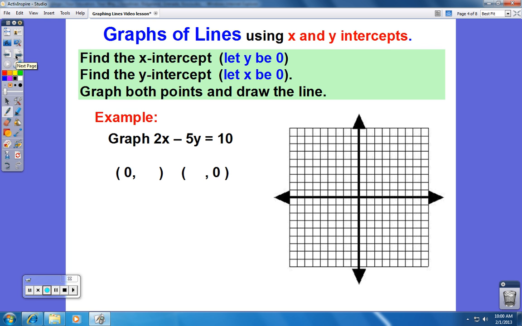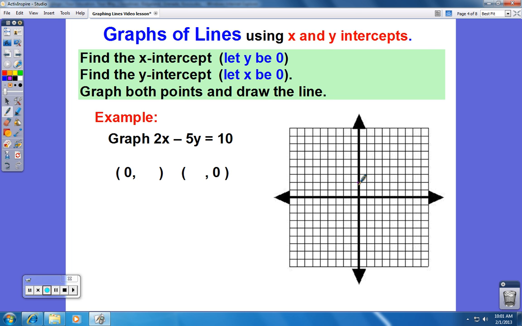X and y intercept. The x-intercept is where the line crosses the x-axis. The y-intercept is where the line is going to cross the y-axis. Something to keep in mind with these 2 points is that for each point, one of the coordinates is going to be 0. If it's the x-intercept, the y-coordinate will always be 0. If it's the y-intercept on the y-axis, the x-coordinate will be 0.